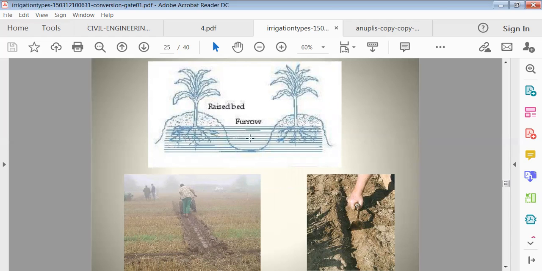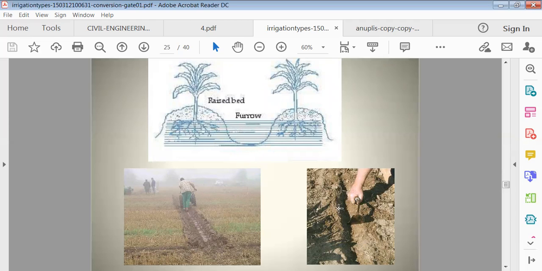So when water is applied in the furrow here, eventually it goes to the adjacent roots which are below like this. Only this part gets penetrated to the lower portion of the plants here. So you can see these are all furrows, so this is called furrow irrigation. The complete land is not wetted, only the furrows are wetted and water seeps in through the furrow to the roots.